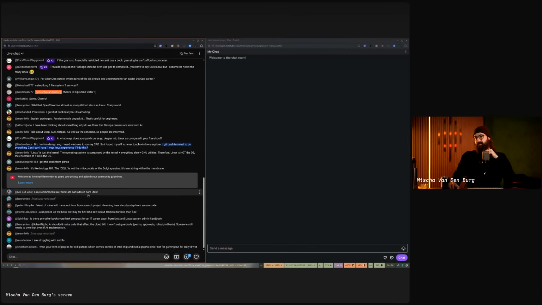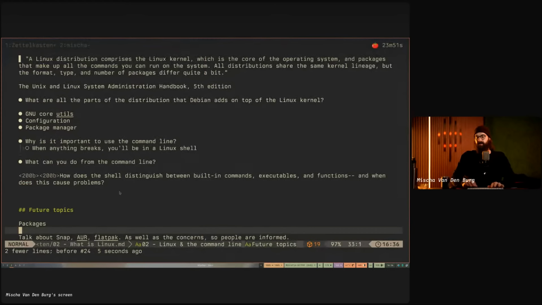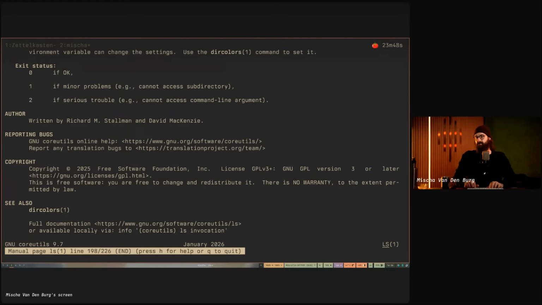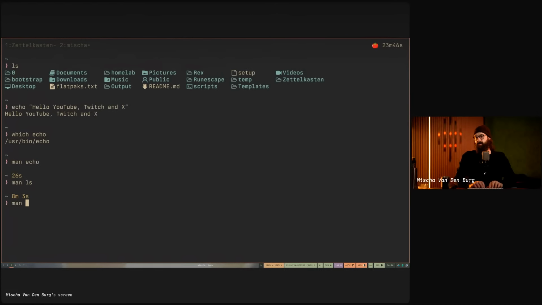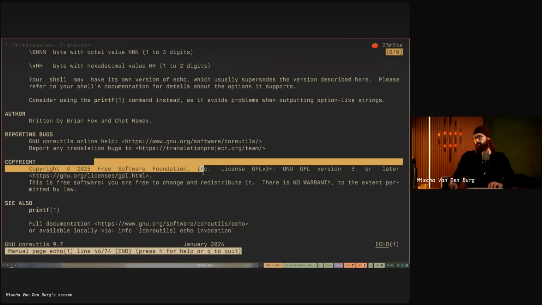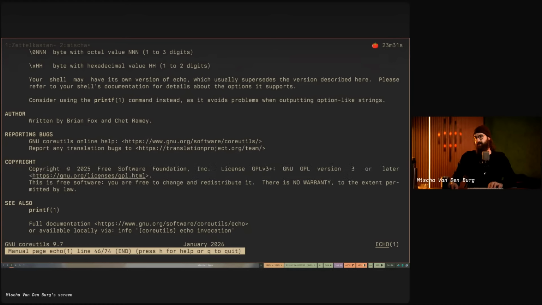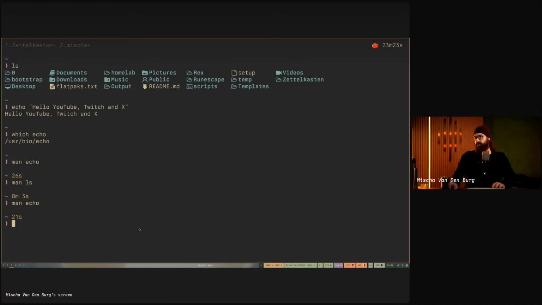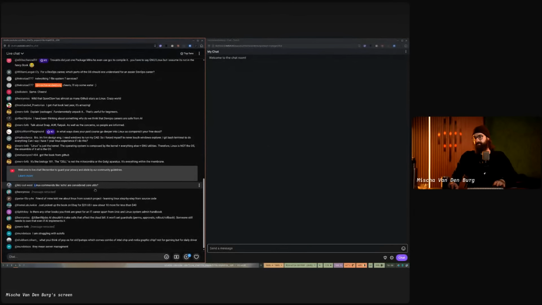Linux command echo, is it considered core utils? Well, you can find that out by reading the man page of the command. So when you run man echo, on the bottom left here, it says GNU core utils. The copyright is also with the Free Software Foundation, with the license GNU.org, and it says here it's part of the GNU core utils. So that's how you can find that out.